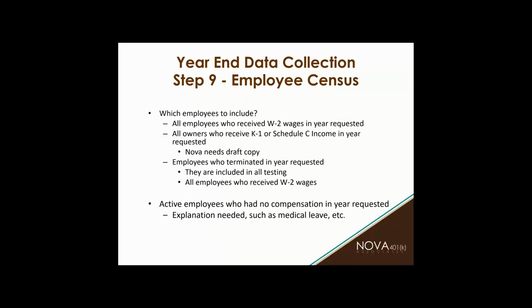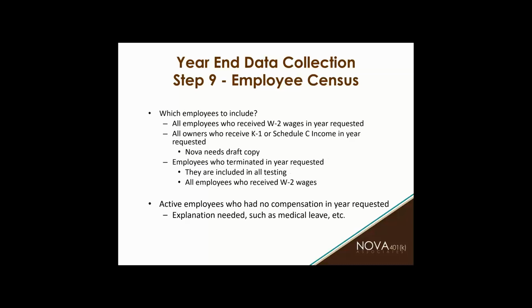Again, the employees to include are all employees that received any W-2 wage in the year requested, and all owners who are receiving Partnership K-1 or Schedule C income. We still need their social, their name, date of birth, date of hire, and how much they contributed during the year if they did, and stuff like that. And then we do need copies of those Partnership K-1s and Schedule Cs as soon as possible. Draft copies before the CPA finishes them would be perfect.